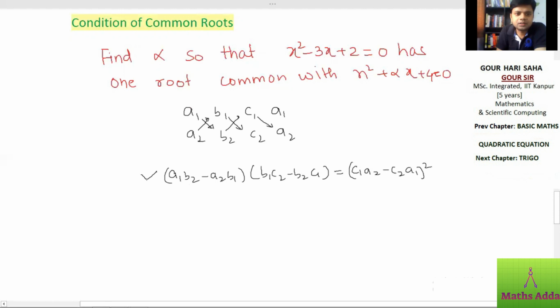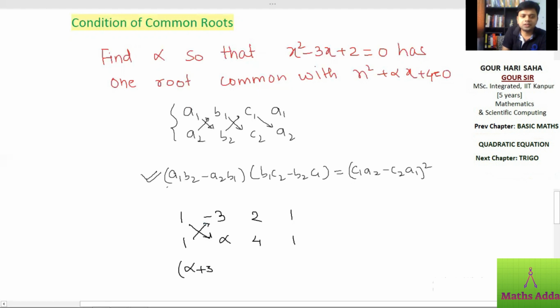This is the condition. I don't remember this one, I remember this, so I will be using this one here. So how to do it? A1 is 1, minus 3, 2, 1 and this is 1, alpha, 4, 1. Now this is alpha plus 3, like this one, alpha minus 3 is plus 3, this into, then minus 3 into 4 minus 12, 2 alpha with a minus, and minus 2 alpha is equal to 2 minus 4, that is minus 2 square.